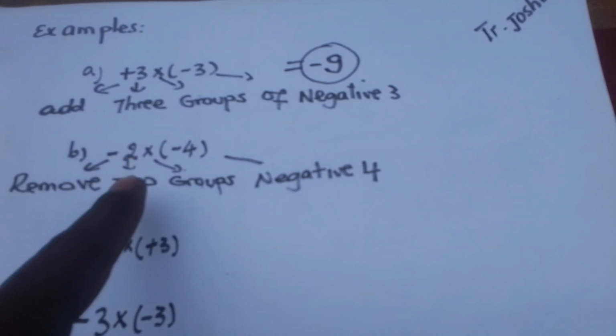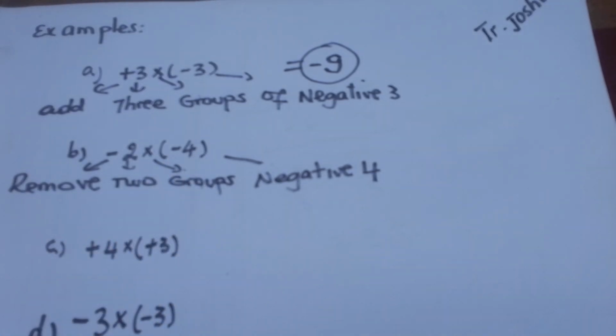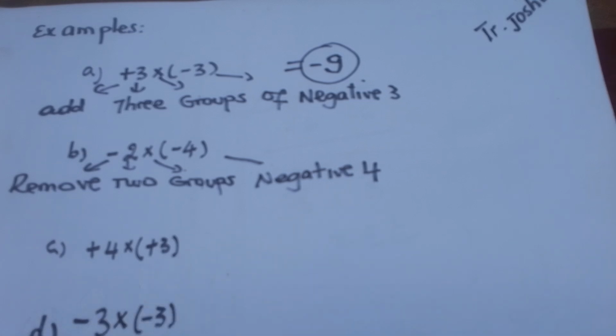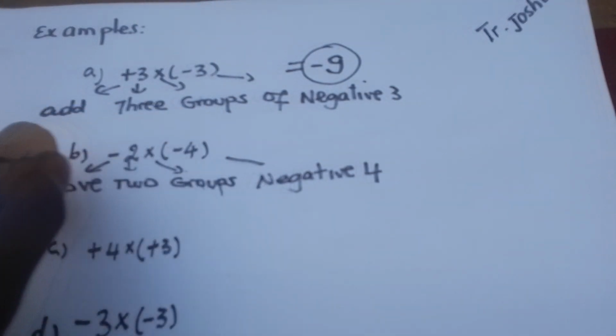Negative 2 times negative 4, the math sentence will be remove 2 groups of negative 4. How can I remove 2 groups of negative 4, my friends? First, I'm going to remove 2 groups of negative 4 from 0.